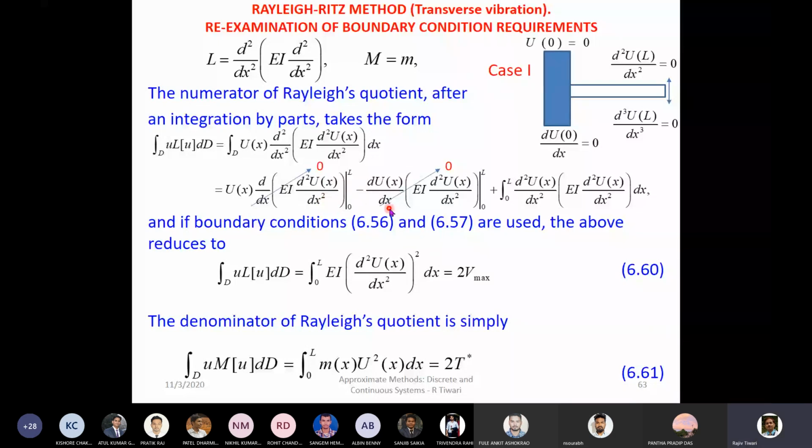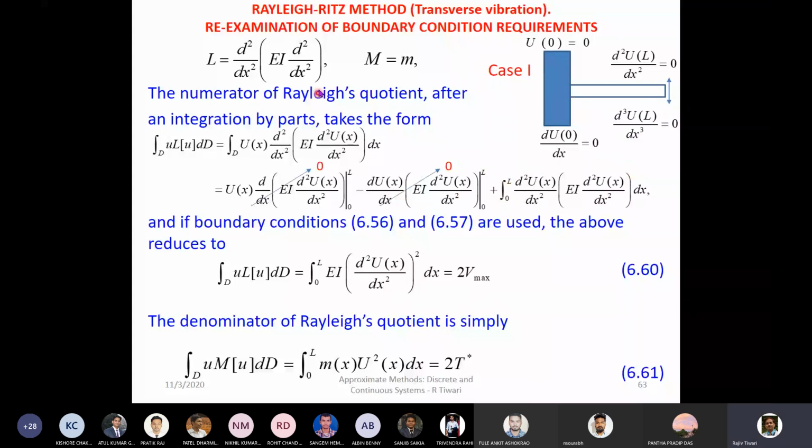Similarly, at x is equal to L, we have bending moment 0, and at x is equal to 0 the slope is 0. So for both x is equal to L and x is equal to 0, this also will be 0. Why are they becoming 0? If we have some spring or mass at the free end, then they will not be 0. But now we have taken the simple boundary condition of the cantilever, so that's why these two terms are becoming 0.